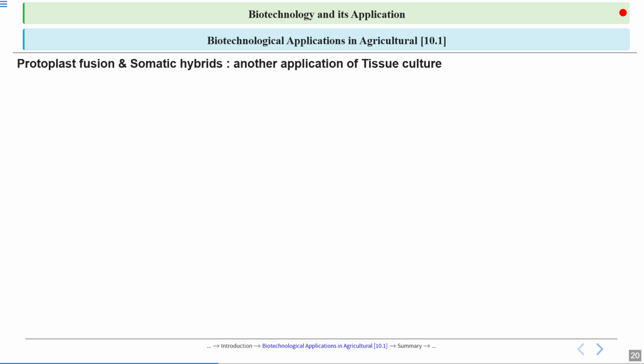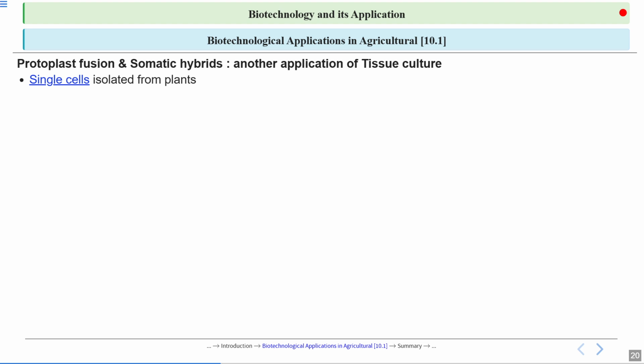What is another application of tissue culture? First, we have seen this application, micropropagation, how from a tissue, from somatic cells, we can produce a large number of plants. Now another application of tissue culture is protoplast fusion and somatic hybrids. So let's see what protoplast fusion and somatic hybrids are.